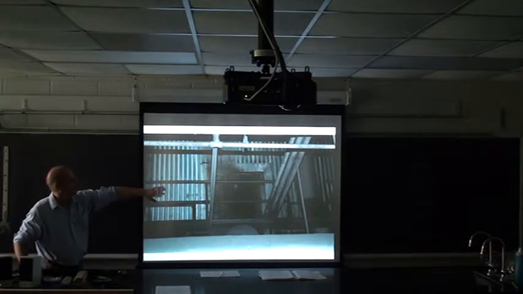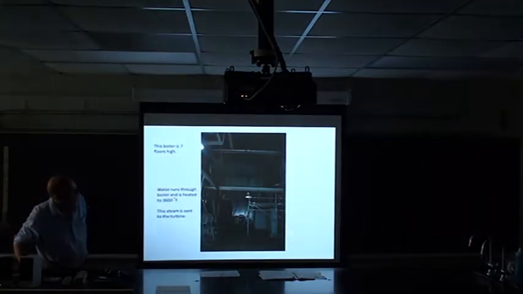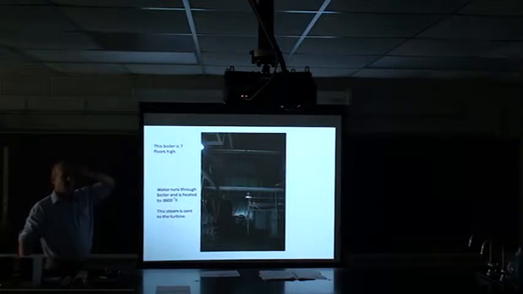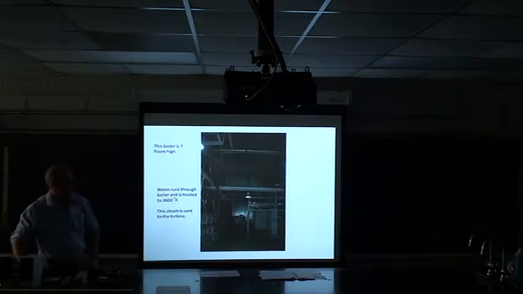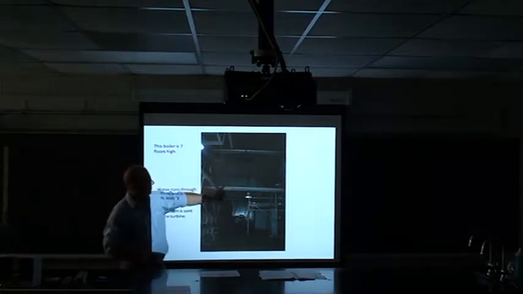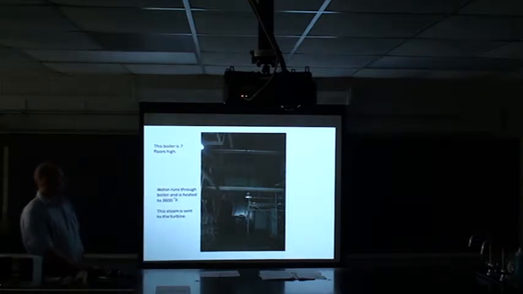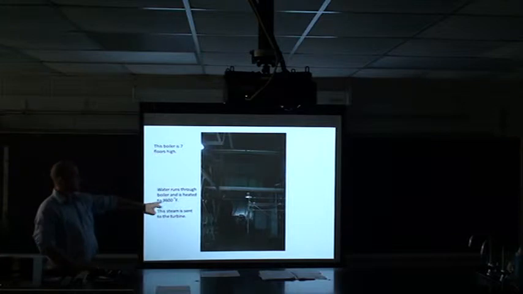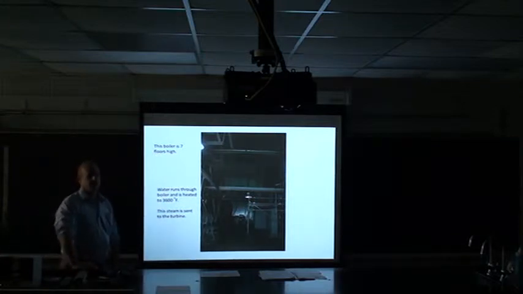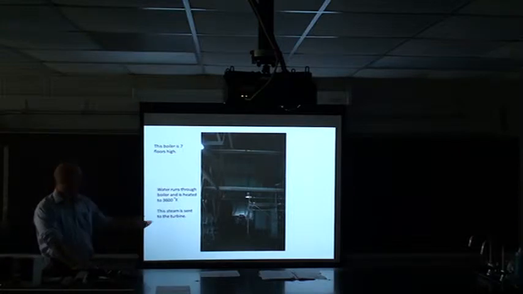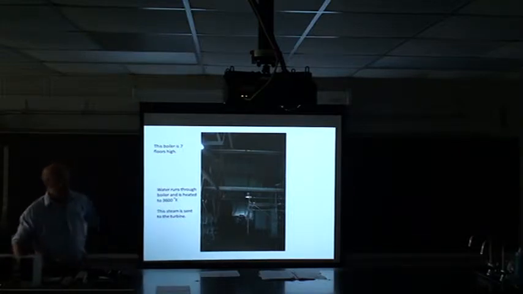So this is the door to the furnace. The furnace is huge, so it's 7 stories high. One furnace. There are 4 boilers, 4 furnaces at Marshall Steam Plant. The water runs through these tiny little tubes inside of the wall of the furnace, and it gets heated to 3,600 degrees. And in the process, that gets turned into steam.